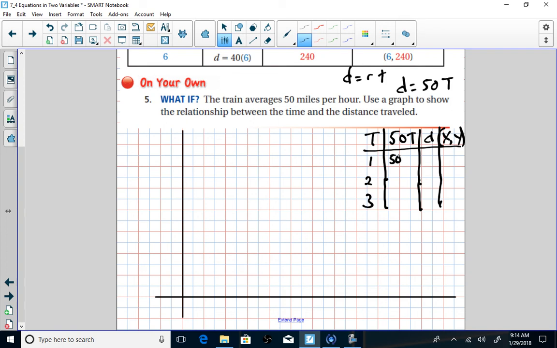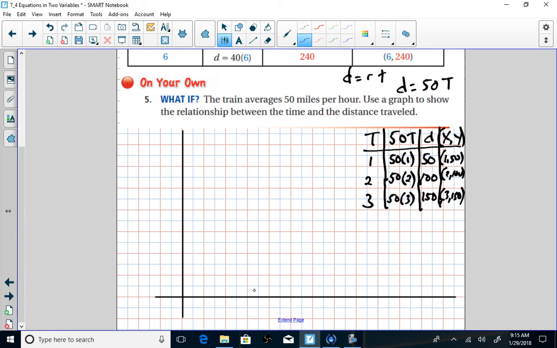So if it goes 50 miles an hour for 1 hour, what's the distance? 50 miles. If the train travels 50 miles an hour for 2 hours, how far will it travel? 50 times 2 is 100. If the train travels 50 miles an hour for 3 hours, it's 150. So your ordered pairs are 1, 50. We have 2, 100. And then we have 3, 150.